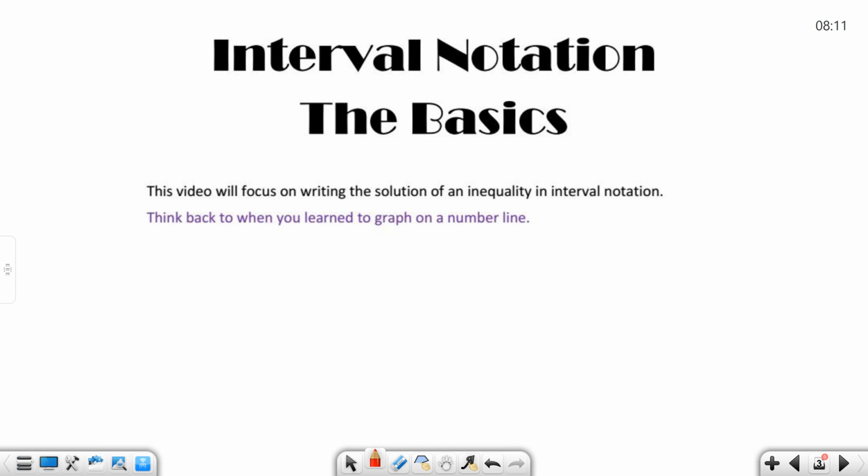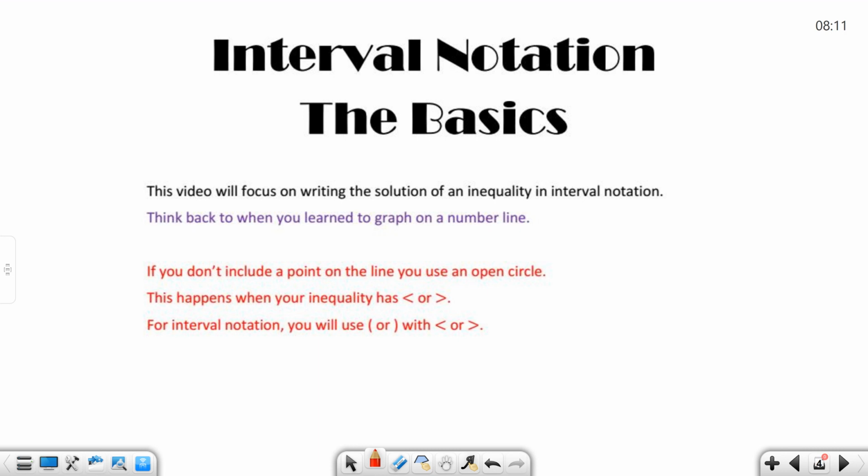Think back to when you learned to graph on a number line. If you don't include a point on the line, you used an open circle. And this happened whenever your inequality was less than or greater than. Okay? For interval notation, you will use parentheses, an open or closed parenthesis. It's sort of like taking the open circle and cutting it in half, right? You got a parenthesis there, okay? That's how I associate it. You may associate or remember it a different way, but that's how I do it. Take an open circle and cut it in half, and that goes with less than or greater than, okay?